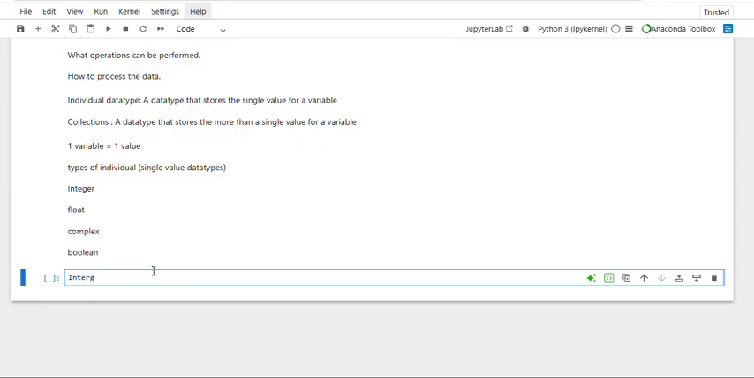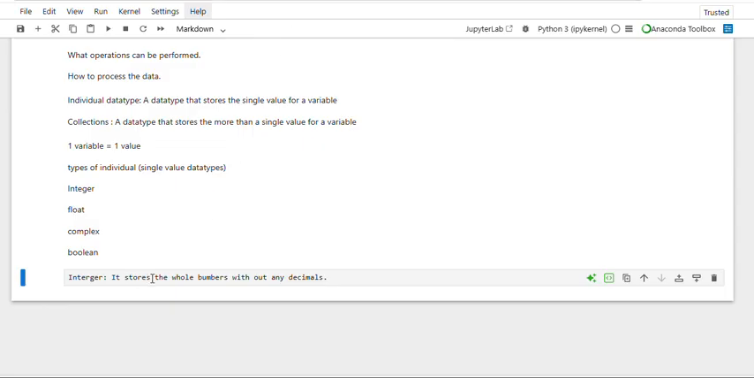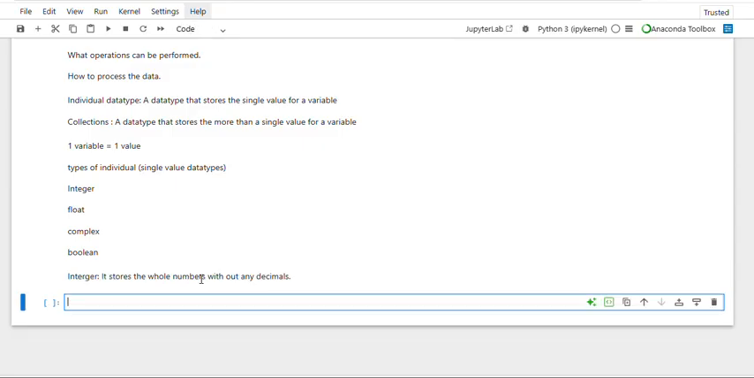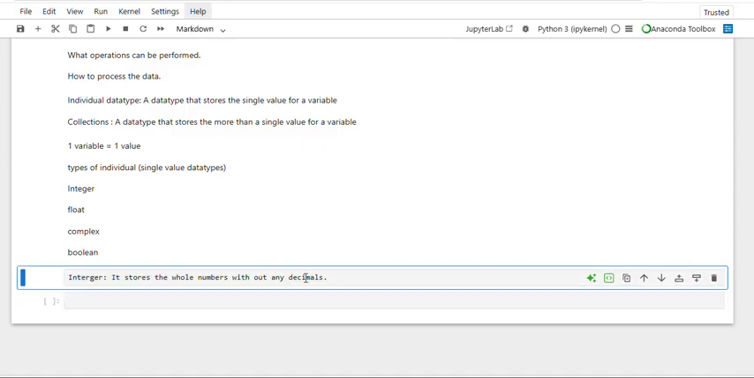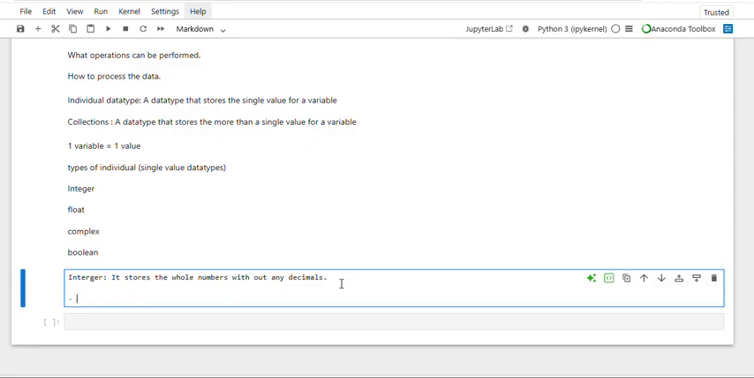So integer, what is meant by integer? An integer is a number that stores whole numbers without any decimals. What is meant by whole numbers? Whole numbers are non-decimal values like 1, 2, 3, -5, -10. So numbers without any point values or fractions are known as integers. The range is from minus infinity to plus infinity.